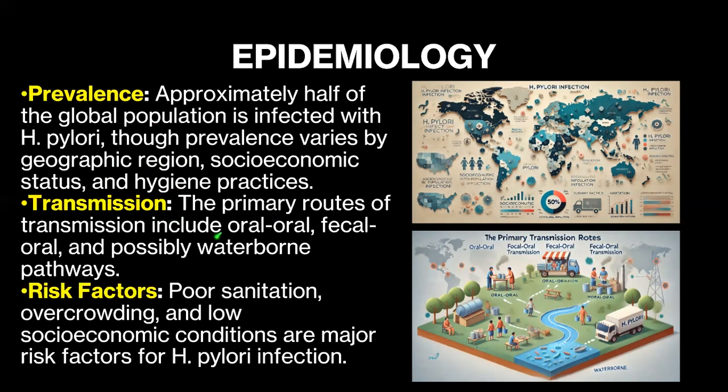Transmission: H. pylori is transmitted through the oral-to-oral route and the fecal-to-oral route. This means when food or drink is contaminated by feces, and someone consumes that contaminated food or water, then H. pylori is transmitted to that person. Also waterborne pathways. Risk factors: poor sanitation, overcrowding, and low socio-economic status are the major risk factors for H. pylori. They increase the chances of spreading H. pylori infection in a community.